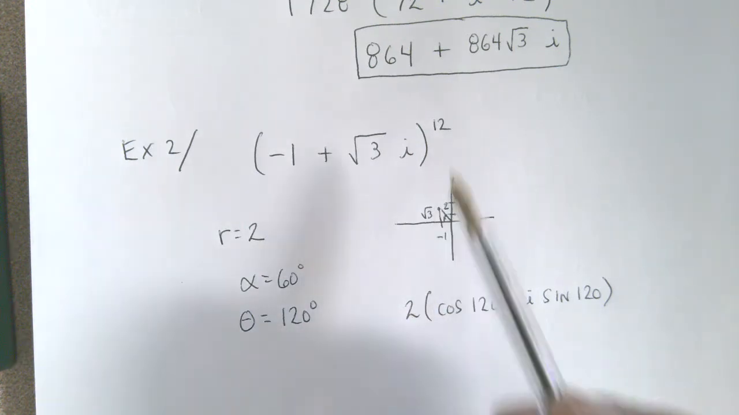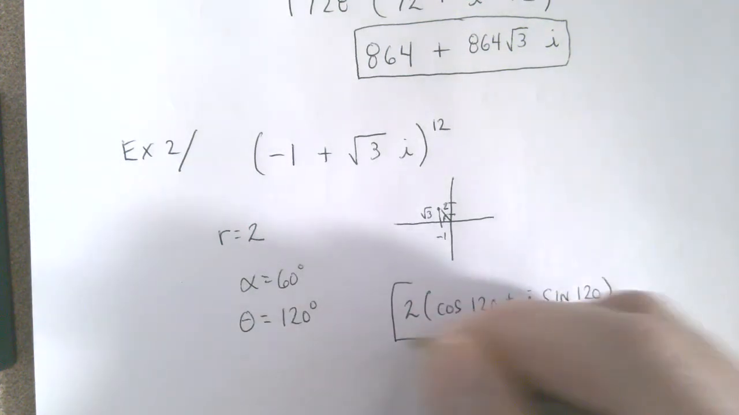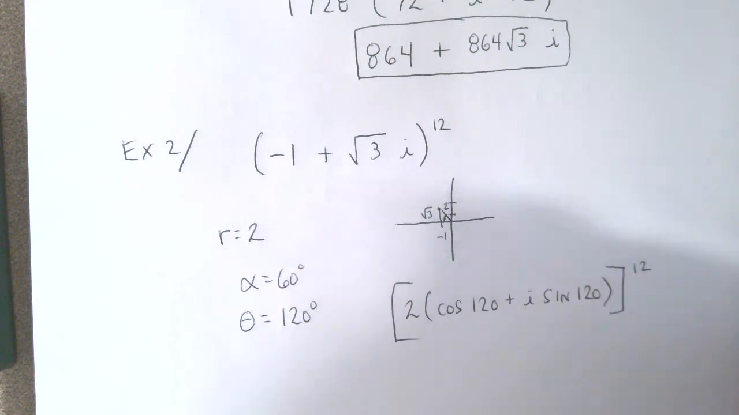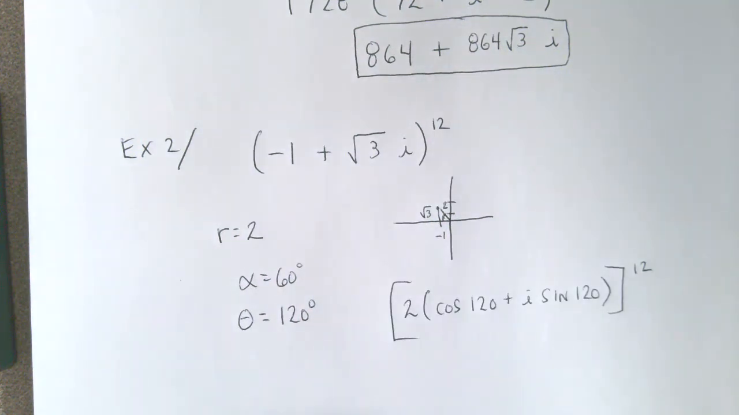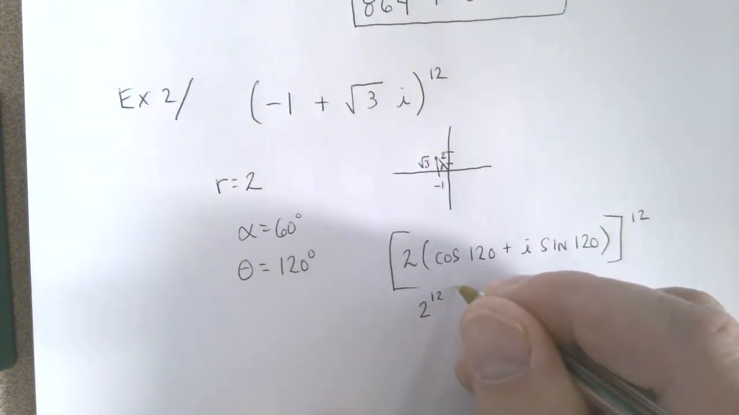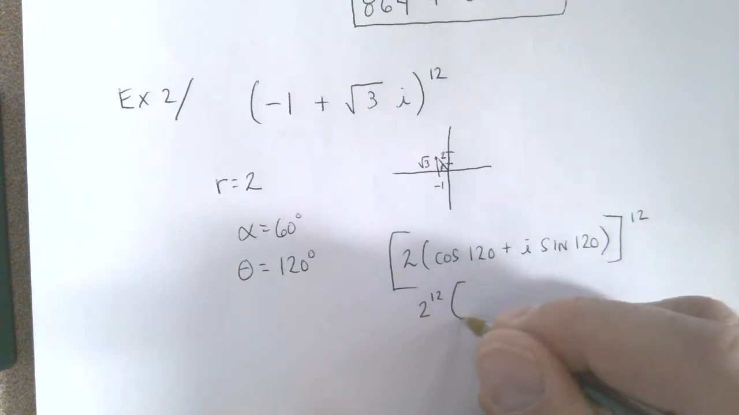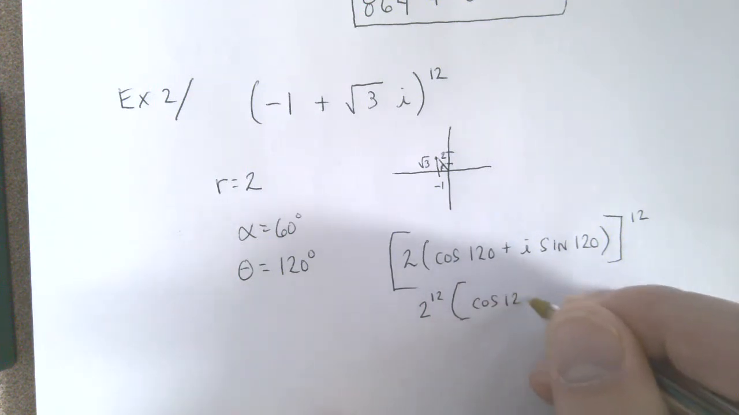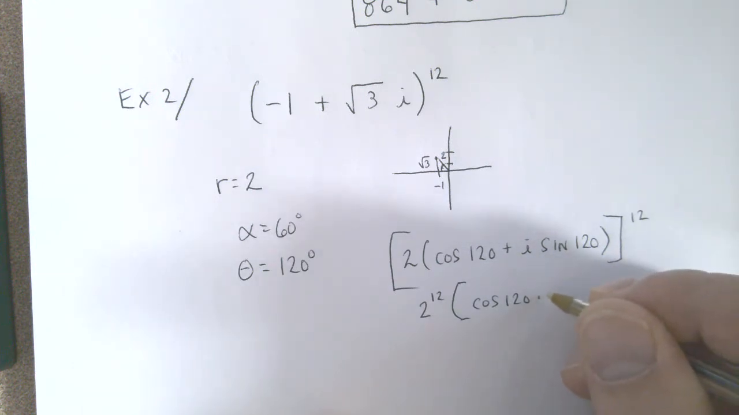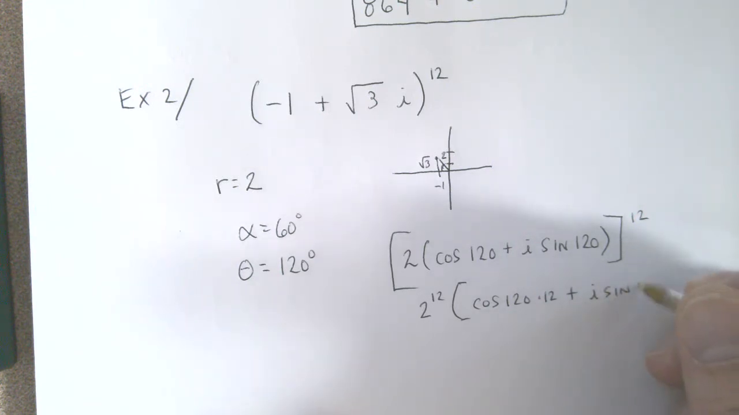Now remember what we're doing here. We're doing this to the 12th power. So you think about it, to the 12th power. De Moivre's theorem says we're going to take the radius to the power, so 2 to the 12th. We've got cosine of 120 times 12 plus i sine 120 times 12.